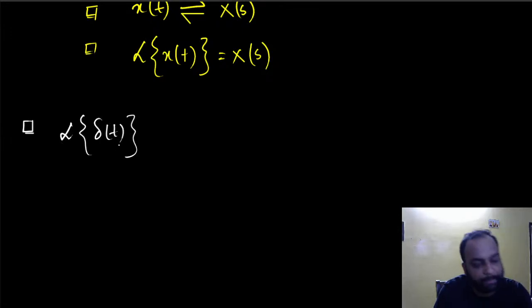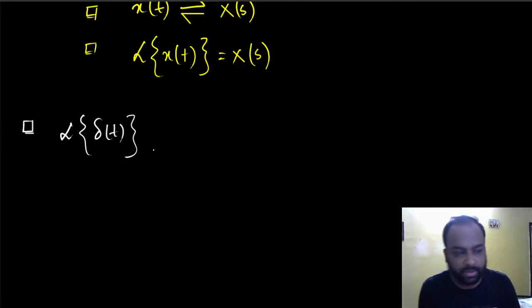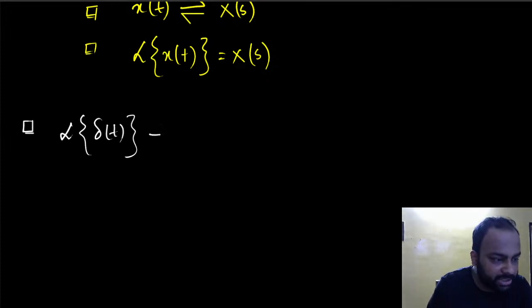Anyway, let's calculate the Laplace transform of our single most favorite function, the Dirac delta or the unit impulse function. Delta t is the Dirac delta or unit impulse function, and unit impulse is one of the most significant signals in signals and systems as well as control systems. So let's calculate the Laplace transform of that.